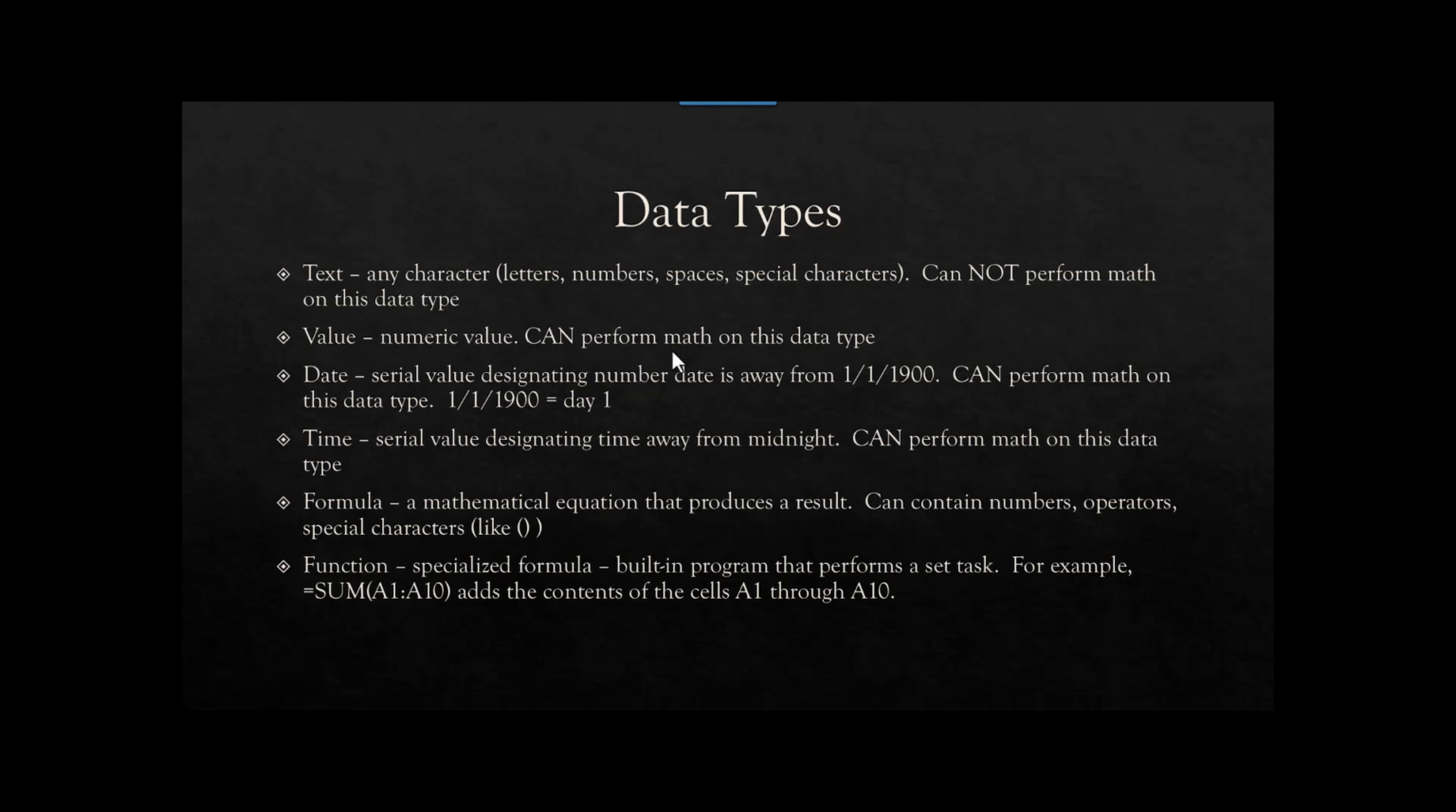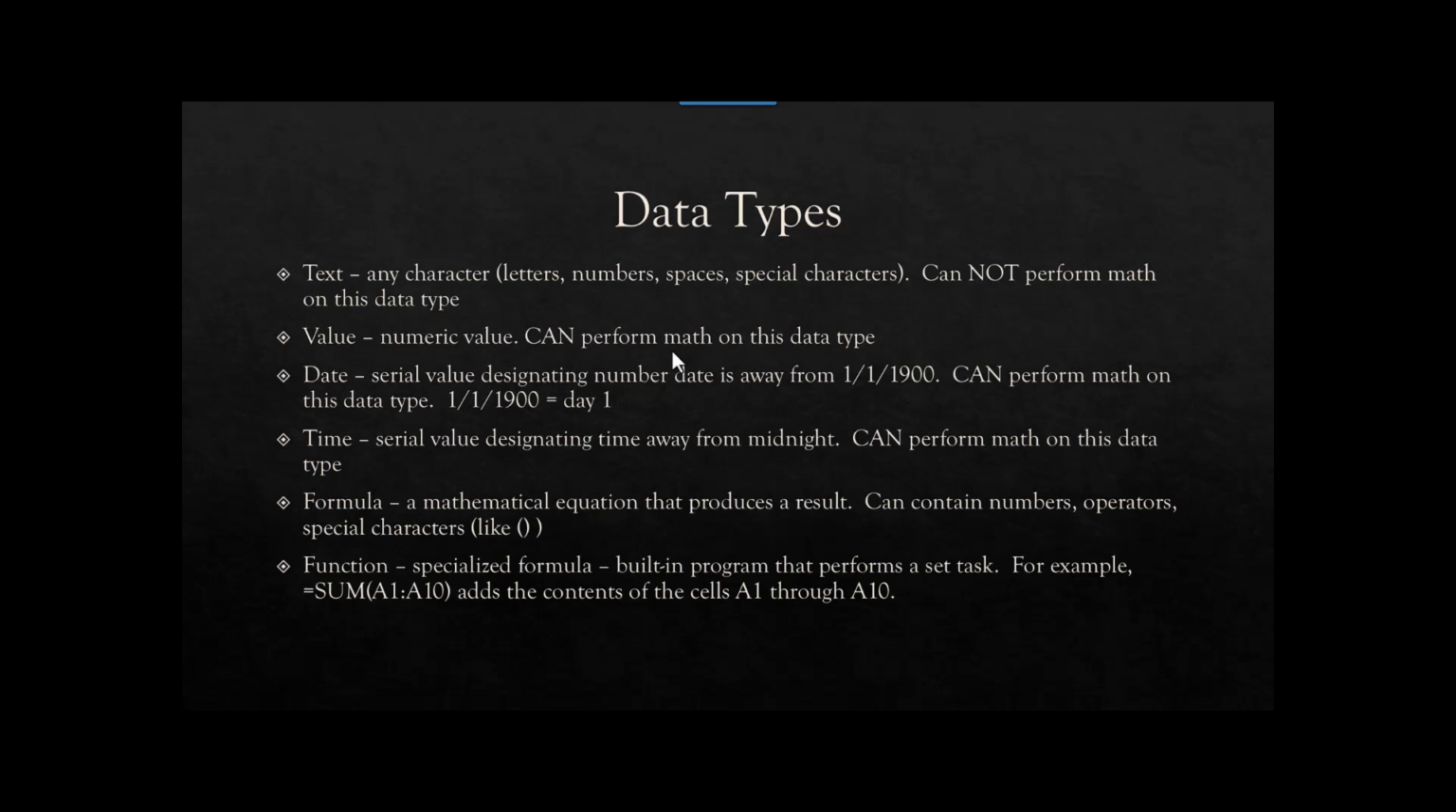1/2/1900 is 2. 1/3/1900 is 3, right? And it just keeps moving up. And so whatever today is, that's a number. It's how many days away from 1/1/1900. And that serial value is what allows us to be able to do math.